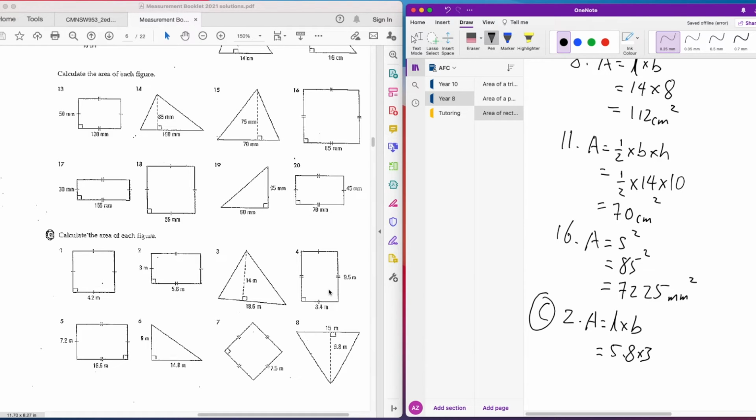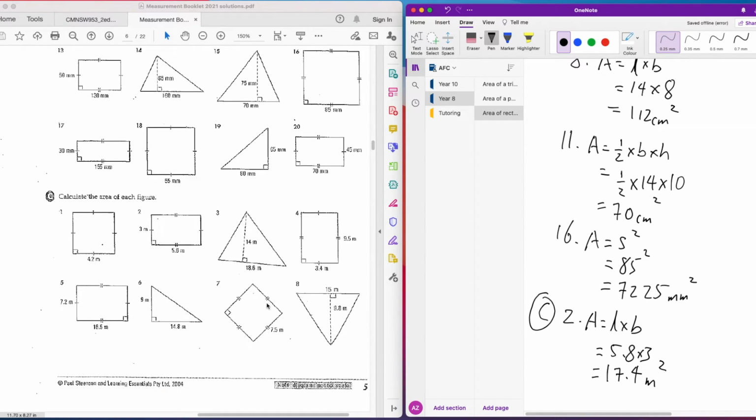Now, with a rectangle, it doesn't really matter which one you pick, the length or the breadth. Say if I pick 3 as the length and the breadth as 5.8, 3 times 5.8 is going to be the same as 5.8 times 3. So don't need to be too worried about which side is the length and which side is the breadth. And you multiply this out, you should get 17.4. And make sure you write the units in square meters.